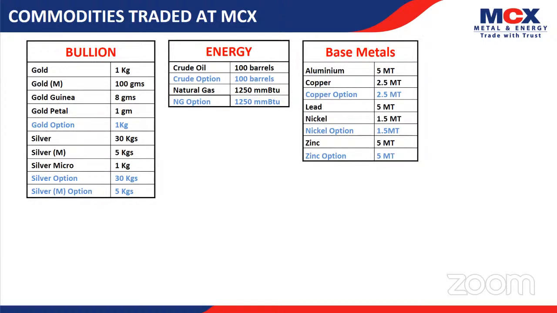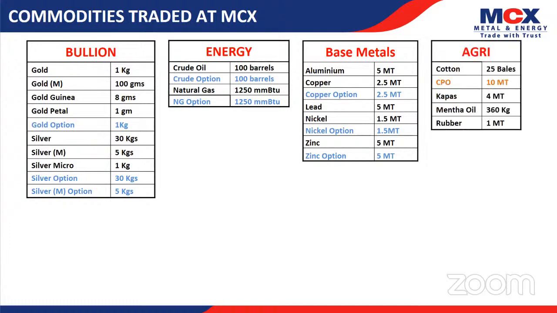The third segment on the exchange is base metals. There we have futures in aluminium, copper, lead, nickel and zinc, wherein aluminium, lead and zinc are 5 metric ton contracts, and copper and nickel are 2.5 metric ton and 1.5 metric ton respectively. On the options side, we have copper options of 2.5 metric ton size, nickel options of 1.5 metric tons, and zinc options of 5 metric ton contract.